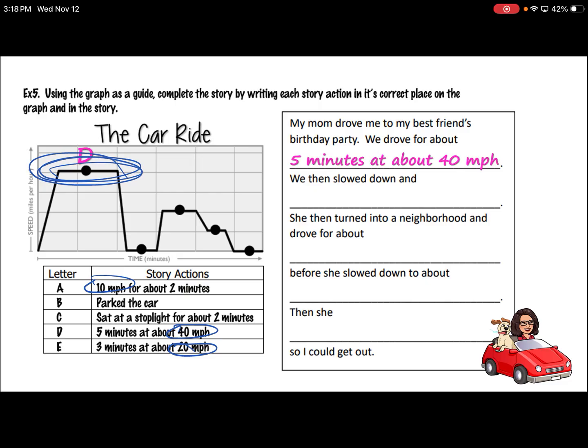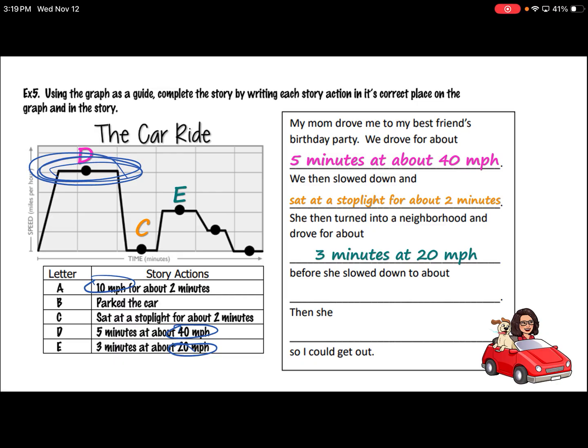We drove for about 5 minutes at 40 miles per hour. She slowed down. Typically when you're driving, you slow down to park or you slow down because you come to a stoplight. I know it has to be a stoplight because she continues on. We're not done. We sit there for a bit. And then we get the green light. And we drive for about, oh, not 20 minutes. 3 minutes at 20 miles an hour, excuse me.